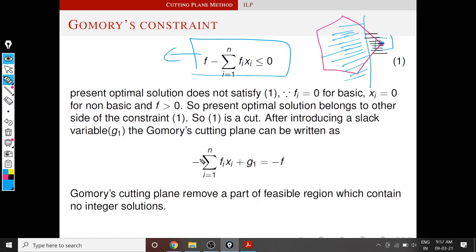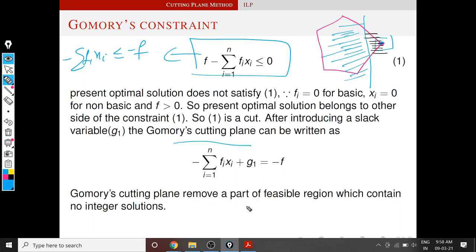So this is the standard form: minus sigma fi less than or equal to minus f. Then we introduce a slack variable, so minus sigma i equal to 1 to n fi plus g1 is equal to minus f. And this plane is called Gomory's cutting plane. Generally this is a hyperplane; in whatever dimension, they are called hyperplanes. That's why this is called Gomory's cutting plane.